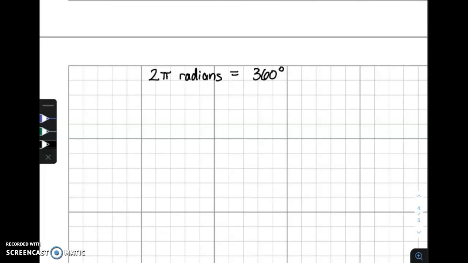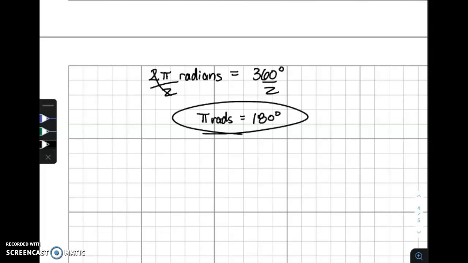Now, this is your conversion factor. 2 pi radians is equal to 360 degrees. We can actually simplify this by dividing both sides by 2. So we can take our conversion factor to pi radians is the same thing as 180 degrees. So this is your conversion factor that you're going to use to convert between the 2 forms.